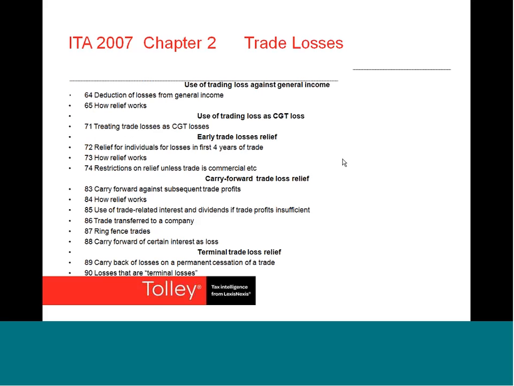Sometimes the contents page can actually act as a sort of memory jogger. For example, if we have a look at the contents page here for the Income Taxes Act, the bit that's got losses in it, you can see that here, with the main headings, we've got everything I need to know about losses. So use the loss against general income, use the loss as a capital gains tax loss, early trade loss relief, carry forward your loss, terminal loss relief. It's a memory jogger of all the different things you can do with the loss, which, of course, again, if you're going a bit blank in the exam, open up, all right, it's there, feeling comforted now, I can talk about losses.